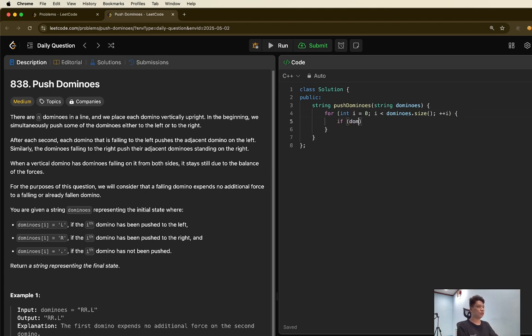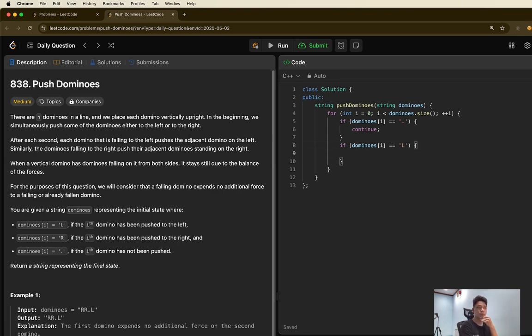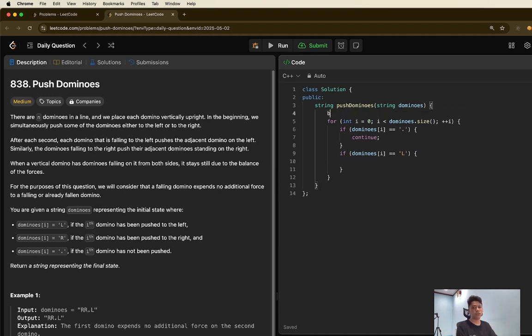If terminals is equal to dot, it means nothing happened. Then it could continue. We don't care about it too much. But if it is left, then we need to consider. We need to know whether this is the first or not. It's first, true.